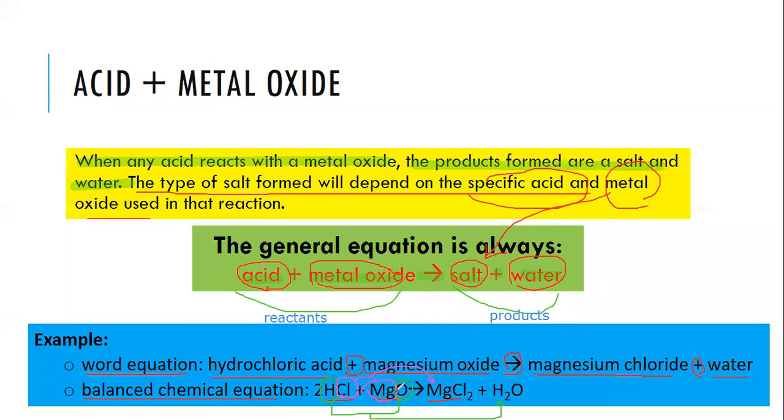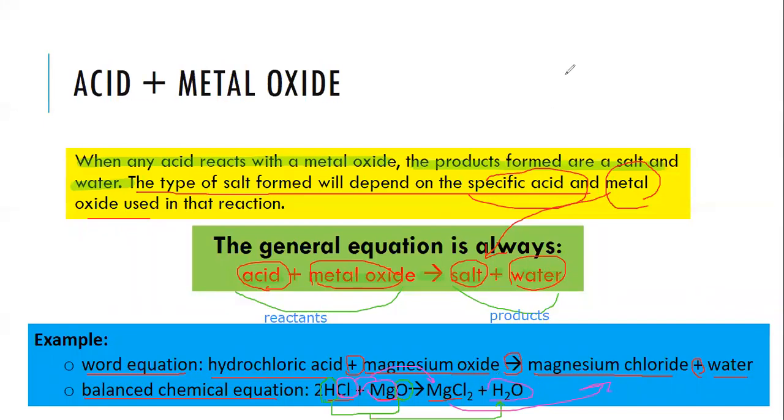And I can tell you the name directly. The metal name is first and the non-metal name is second. Cl is non-metal, so MgCl is magnesium chloride. You can easily see that. And plus water, you know the formula for water, H2O. And then you need to balance the equation.